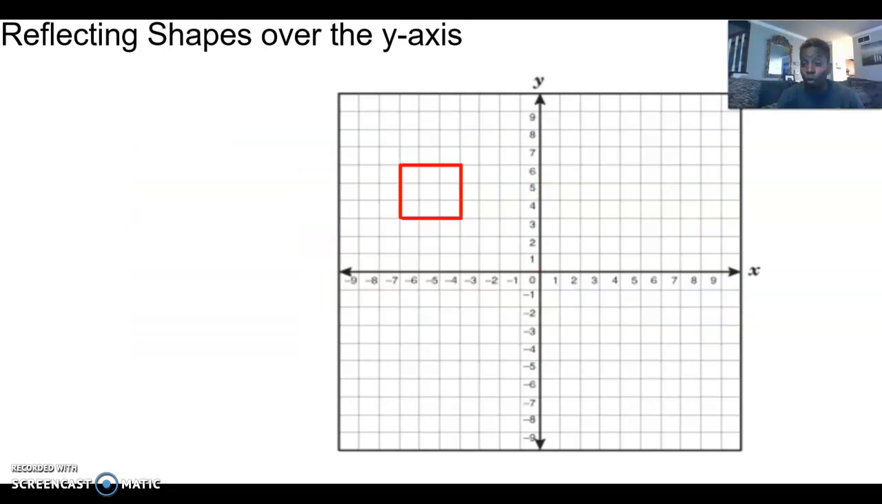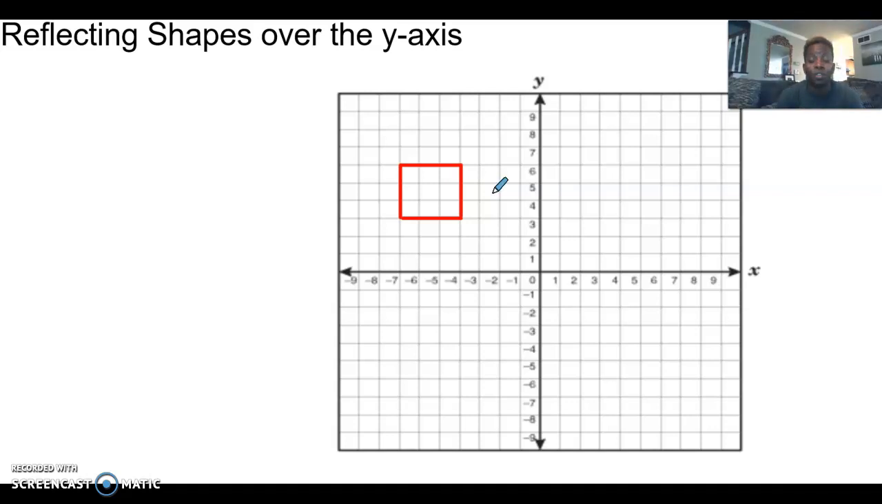At this time, I would like for you to pause the video and draw a coordinate plane. Again, you don't need the small little boxes. You just need to make sure you have your y-axis and your x-axis and number from 0 to 9 in this direction, 0 to -9, 0 to -9, and 0 to +9. Make sure you write the title as well, reflecting shapes over the y-axis. That's all we're going to focus on today. Tomorrow, we're going to talk about reflecting shapes over the x-axis. You should have paused the video, and now we're going to continue.